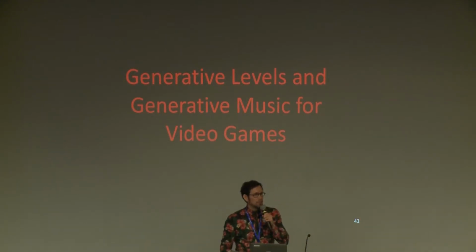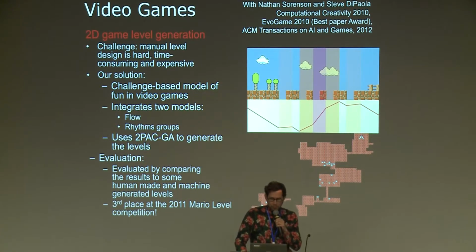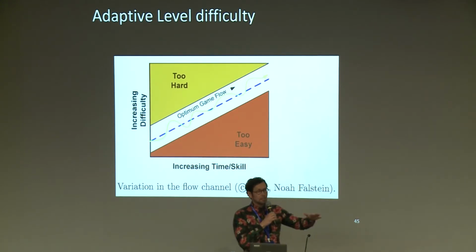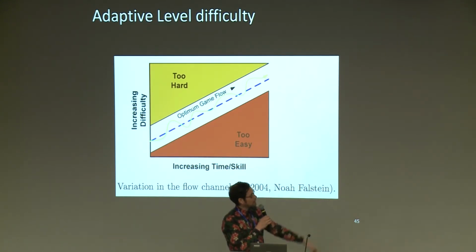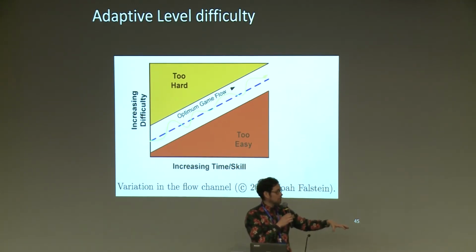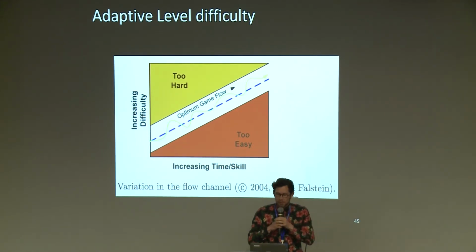Video games are really the paradigm of interactive systems nowadays, and it's online. And we've been doing video game level generation for a while. In video games, and in interactive experiences in general, what's important is to keep the player in what we call the flow. That is, the game should not be so dull and empty as to be boring, but it should not be too challenging so as to be discouraging.